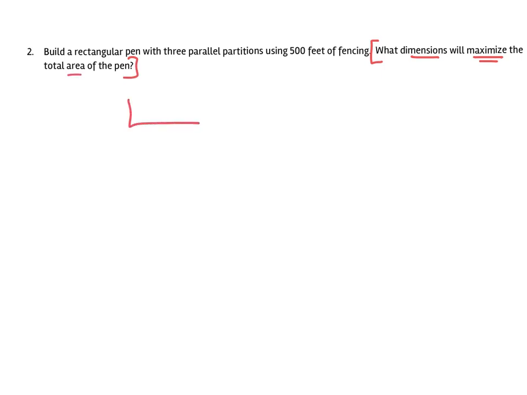So first of all, let's go ahead and draw the picture. It's going to look like this. I have 3 parallel partitions right here. And we know the perimeter is 500. So I need to call one of these sides x and one of them y. I'm just going to go ahead and call this whole side x, and this will then be y, and of course all of those are y.